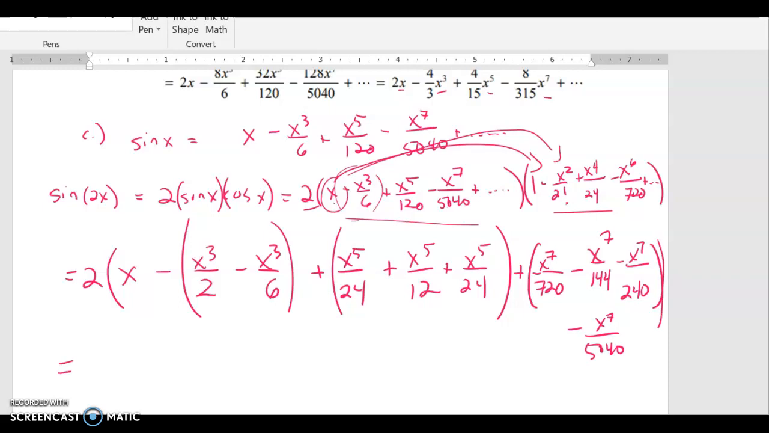Okay, and I'm probably going to lean on a calculator to add these fractions together. 1/24 plus 1/12 plus another 1/24 should give me, for my x to the fifth term, 4/15. So now my answer is these guys. We'll skip a step. It's a lot of arithmetic, but take my word for it that this is equal to 2x minus 4/3 x cubed plus 4/15 x to the fifth minus 8/315 x to the seventh, dot, dot, dot.